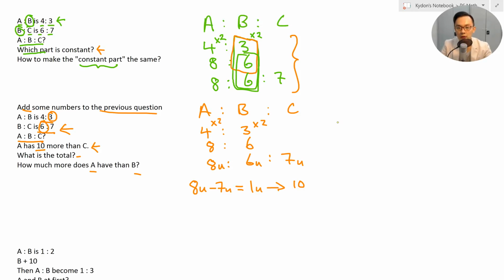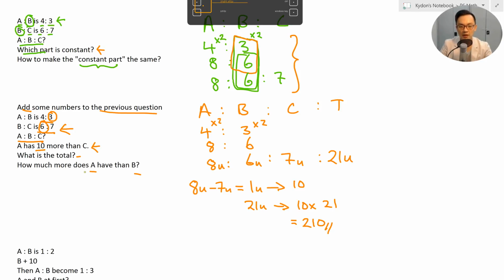What is the total? So you need to add a total here. Total, simply you add up 8 plus 6 plus 7, and that gives you 21 units. So if 1 unit is 10, 21 units is 10 times 21 equals 210. All right, so that is the total.